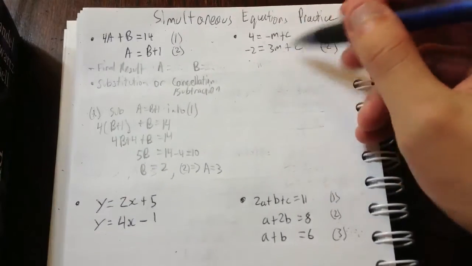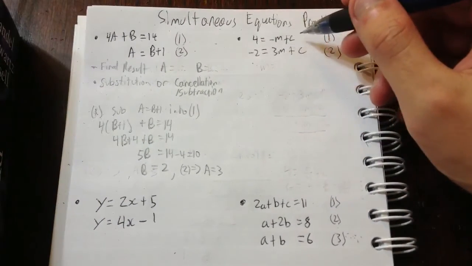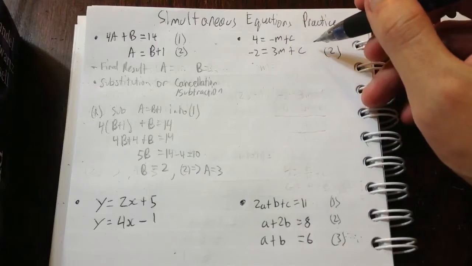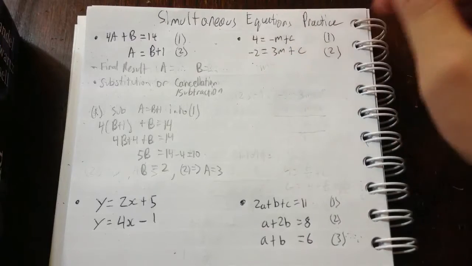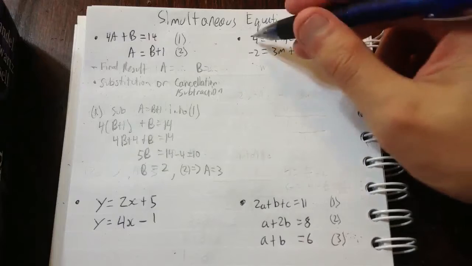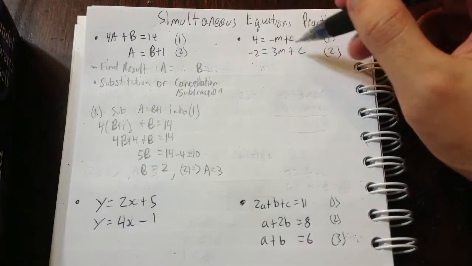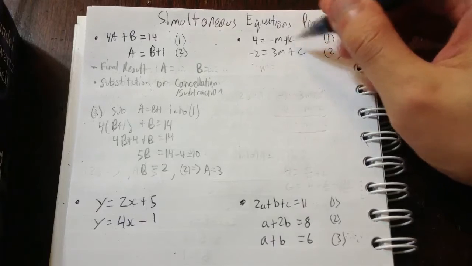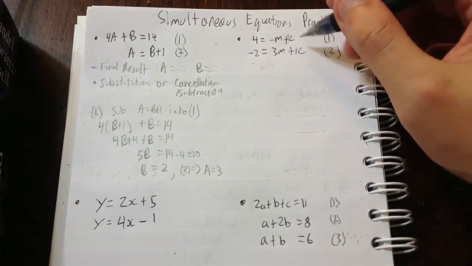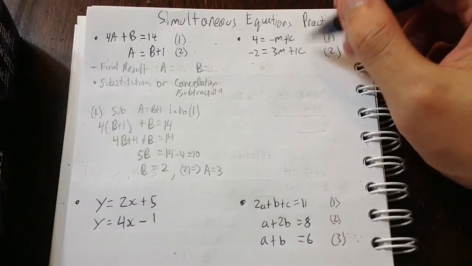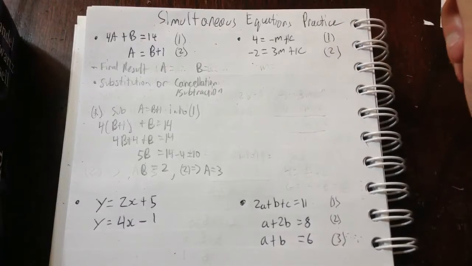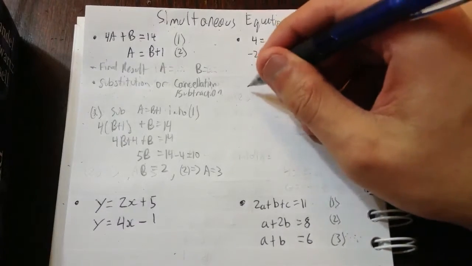So let's see what this will give us. 4 equals minus 2m plus c, minus 2 equals 3m plus c. I can't see anything clear to substitute. It's a little bit difficult. We could probably do it with the first one, but we notice that the number in front of c is exactly the same. There's a hidden 1 here. It's 1c, 1c. So if we subtract them off each other, we should be able to get rid of it. And that's our aim.